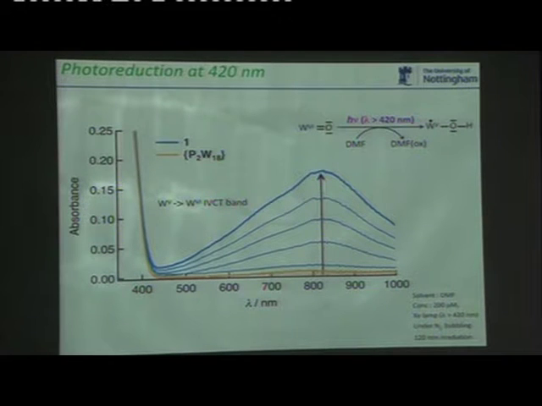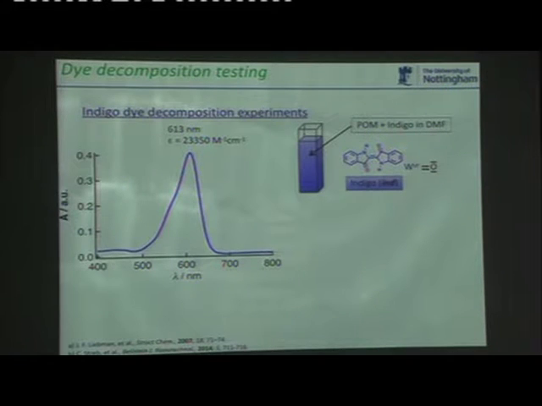So it's a very good sign. The fact that our POM is photoreduced by 420 plus nanometer light is a very, very good sign, because what's happening is, we think, you are oxidizing the DMF. So we wanted to test it in a model system. We did indigo dye decomposition.